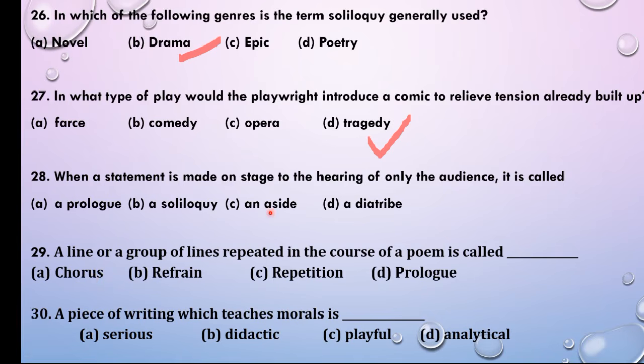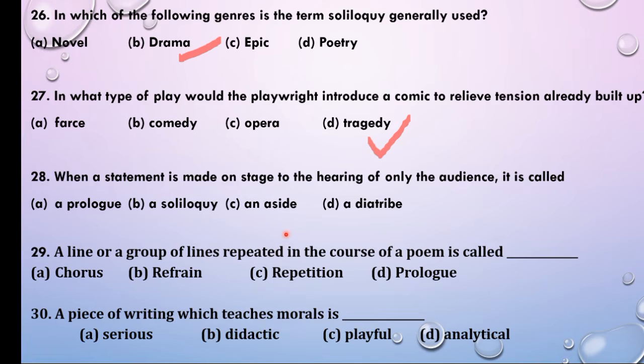When a statement is made on stage to the hearing of only the audience, it is called a prologue, a soliloquy, an aside, a diatribe. You already know what a prologue is, right? I'm sure that for most of you that read plays and novels, you know that it's like a background story before the main story begins. A soliloquy, I just said it, right? An aside is our answer.